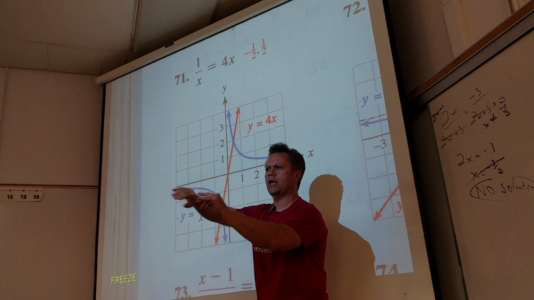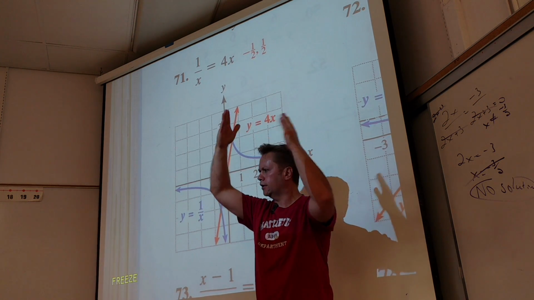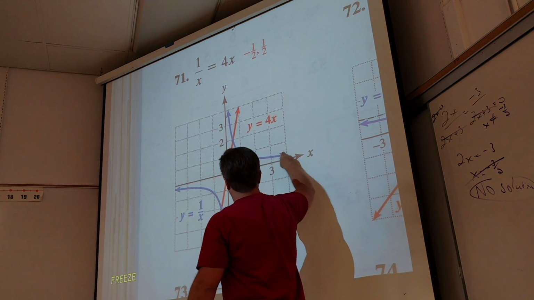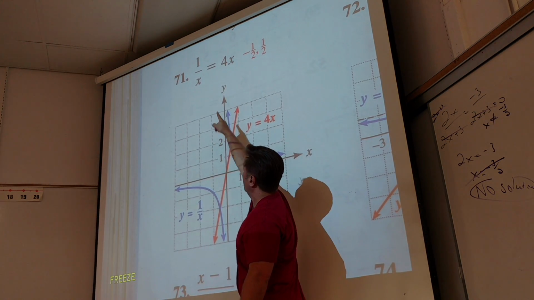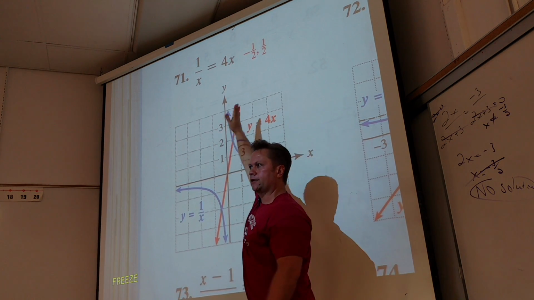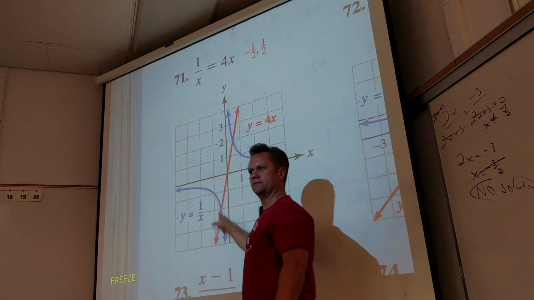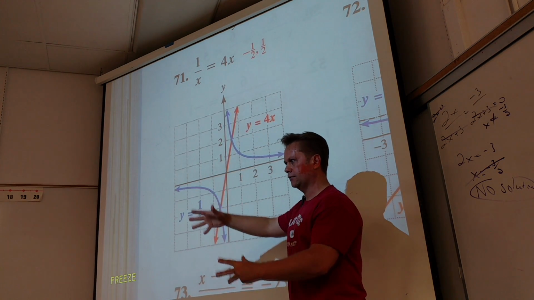So we haven't graphed 1 over x ever, I don't think. But this is what it would look like. When x gets really big, the answer gets really small. When x gets really small, the answer gets really big. That's why it looks like that. And then these are just the negatives, same picture, just the negatives.